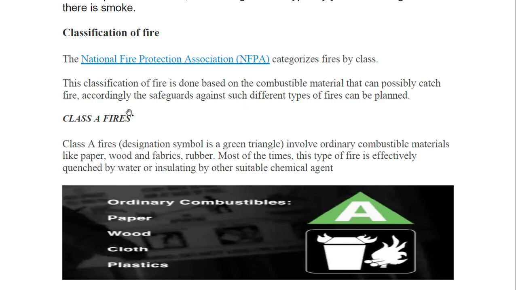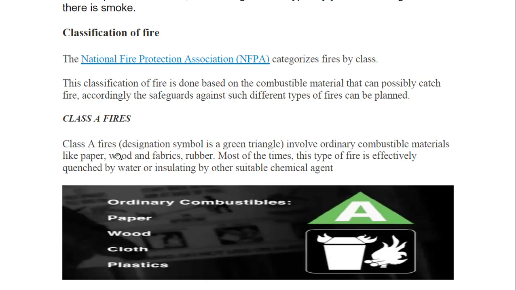First of all, we are going to discuss the National Fire Protection Association, NFPA in short form. This is very important; questions are generally asked based on this. They categorize the classes of fire on the basis of the combustible material that can possibly catch fire. Accordingly, safeguards against the different types of fires can be planned.